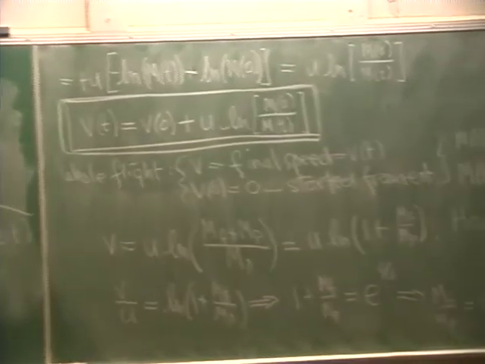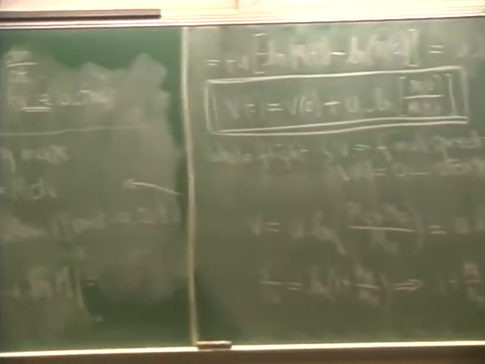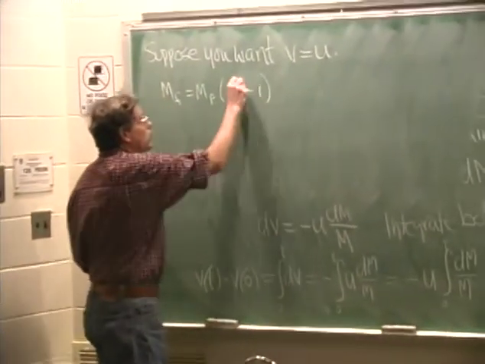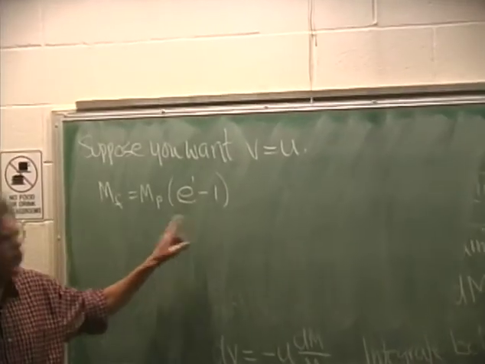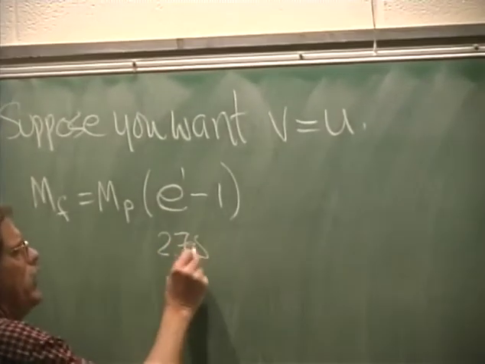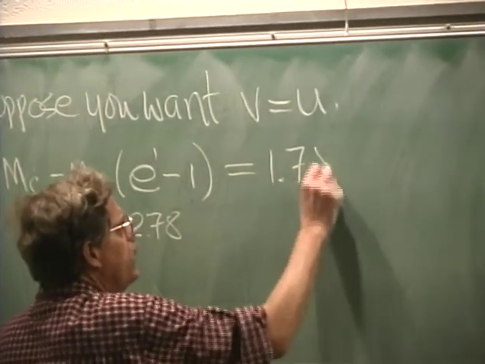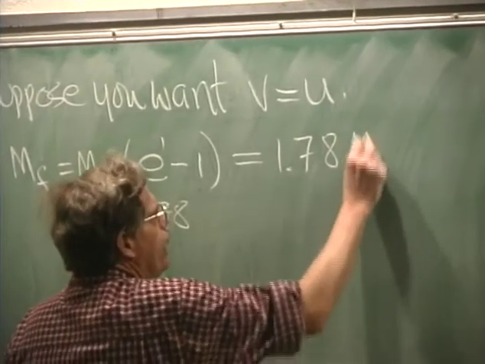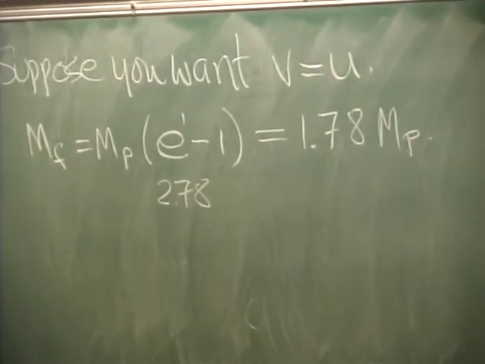Then mf is equal to mp times e to the, in this case, e to the 1 minus 1. Do you happen to know what e is? 2.78. So subtract 1, that's 1.71. So this would be 1.78 mp. No, it's 2.718. Ouch.